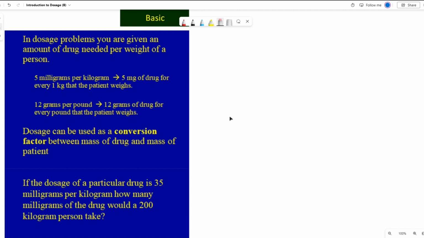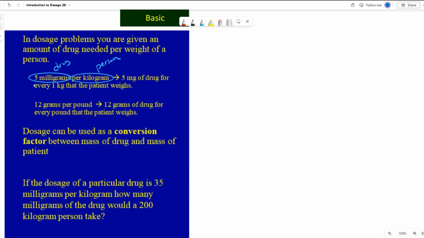In dosage problems, you are given an amount of drug needed per weight of a person. As an example, I have several examples of dosages hidden here. The first one is 5 milligrams per kilogram. There are two terms there. The first one is the 5 milligrams. This is the mass of drug. And then the second one is per kilogram. That is the mass of person.